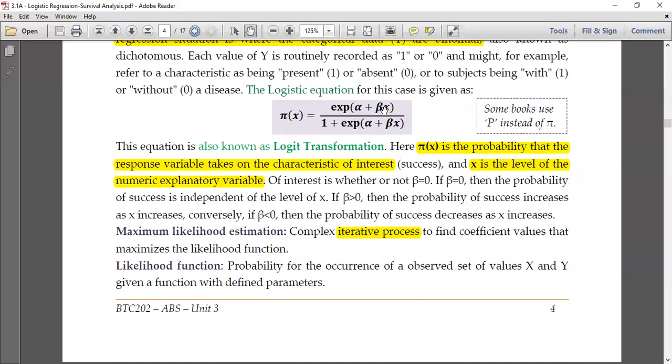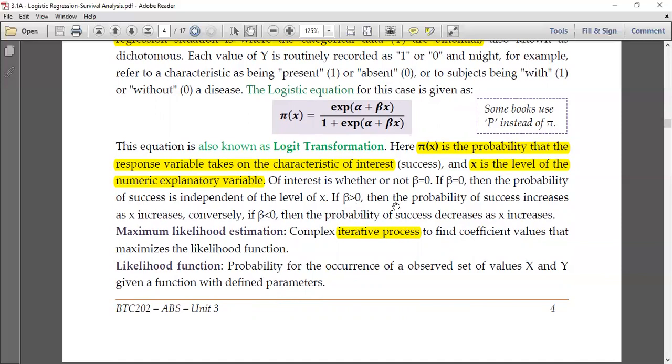When beta is equal to 0, the whole equation becomes a constant. That means the outcome is independent of the explainable variable. Understood, right? So the outcome is independent of the explainable variable. The explainable variable has no role in identifying the outcome.